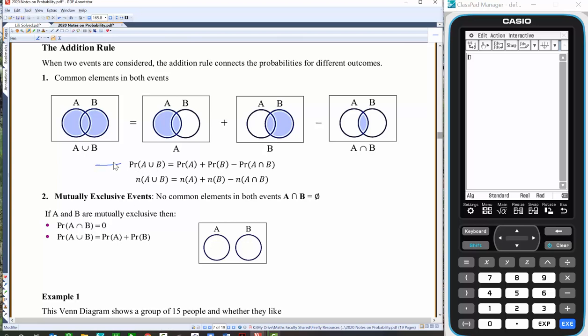The addition rule tends to appear on formula sheets. I think it is on the, yes, it is. I can see it right here on my desk. It's on the Year 12 Methods exam, and it's written as follows. The probability of A union B is the same as the probability of A plus the probability of B, take away the probability of A intersect B.